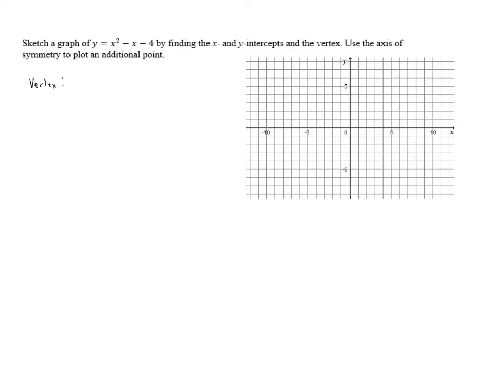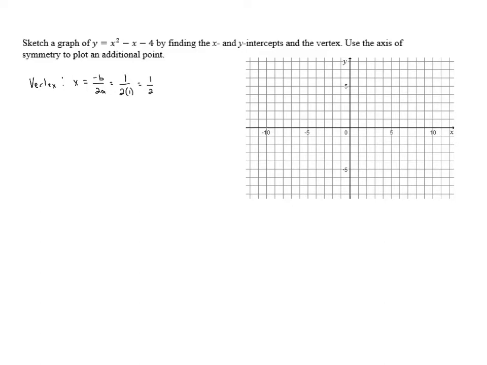We know that the x-coordinate of the vertex is given by the opposite of b over 2a. In this case, b is -1, so the opposite of b is +1. And then we've got 2 times a, which in this case is 1. So the vertex is given by x equals 1/2.